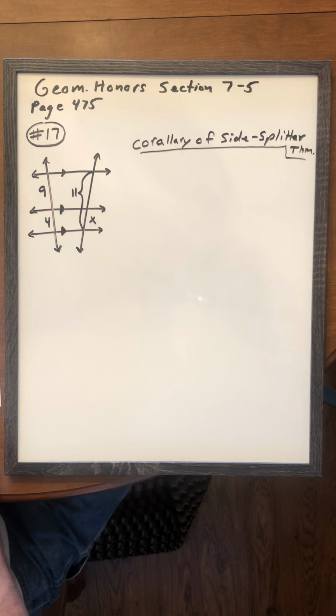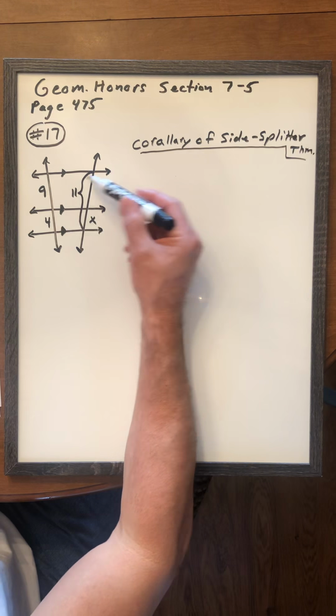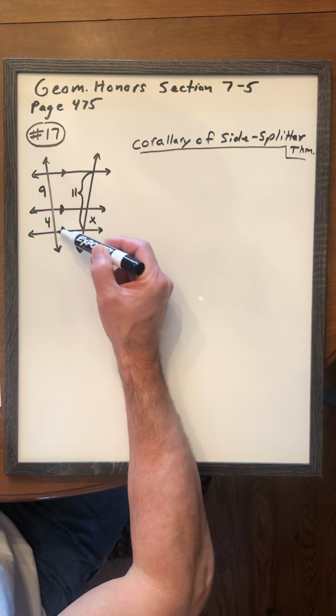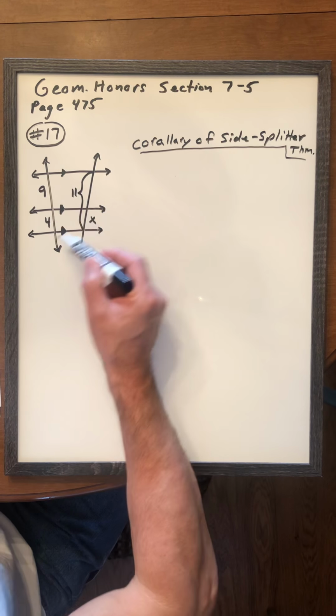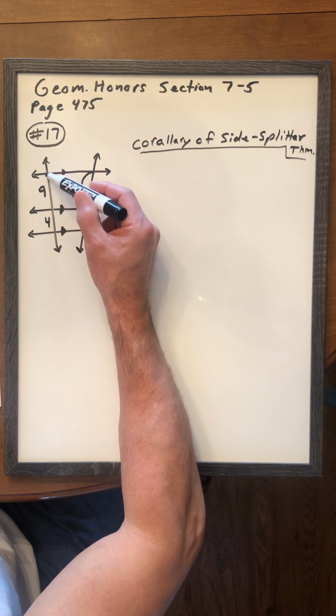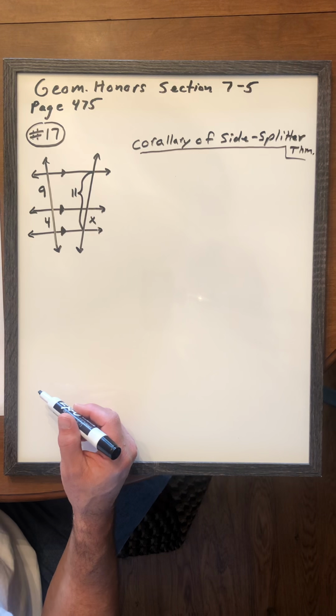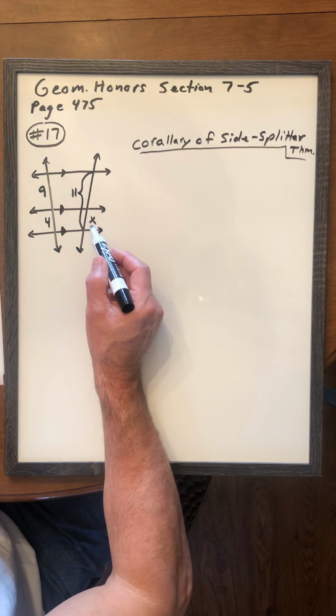What it says is, if three parallel lines intersect two transversals, then the segments intercepted on the transversals are proportional. So here we have these three parallel lines, these little arrows showing that those are parallel. We have these segments in between that are going to be proportional. So we can set up a proportion to help us solve for x.